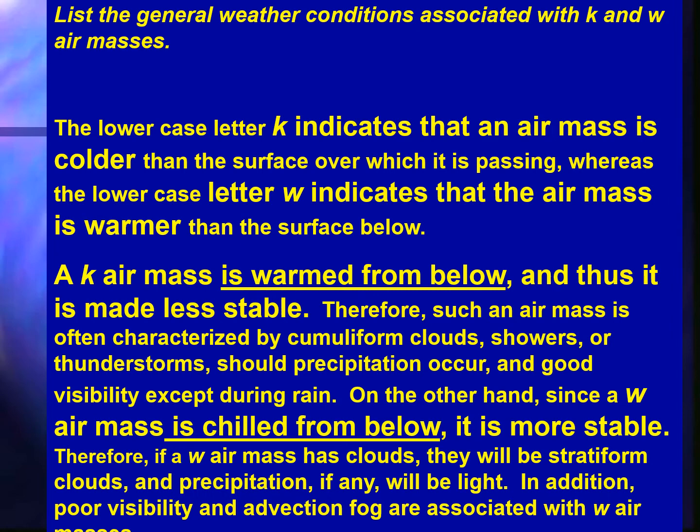So if a W air mass has clouds, they will be stratiform clouds, like the stratus clouds. And you may just have a cloudy day with no precipitation, or if you have any precipitation, it's going to be very light. And advection fog and poor visibility are often associated with the air mass that has been cooled from below, modified with W.